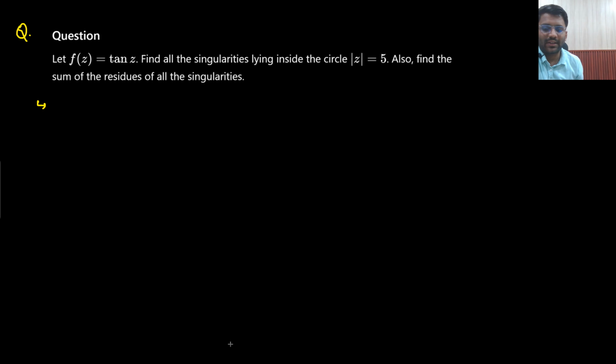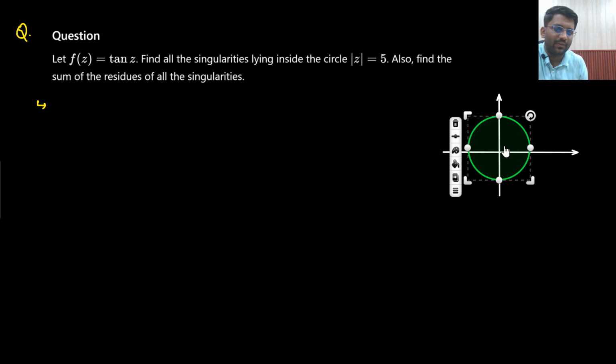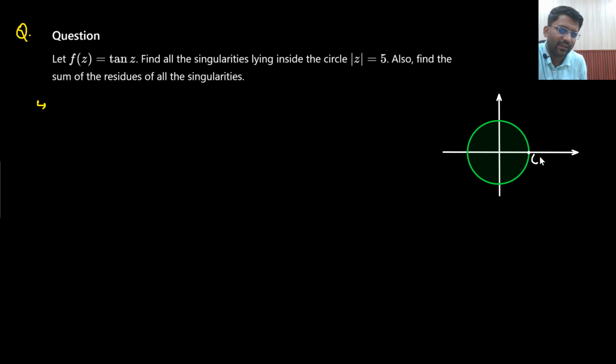First of all, can you make the circle mod of z equals 5? Absolutely, sir. Mod of z equals 5, sir, it is not a problem for me. It is simply a circle with the center at 0, 0 and a radius of 5. So this point will become x equals 5, y equals 0. And this point will become minus 5, 0 and so on.